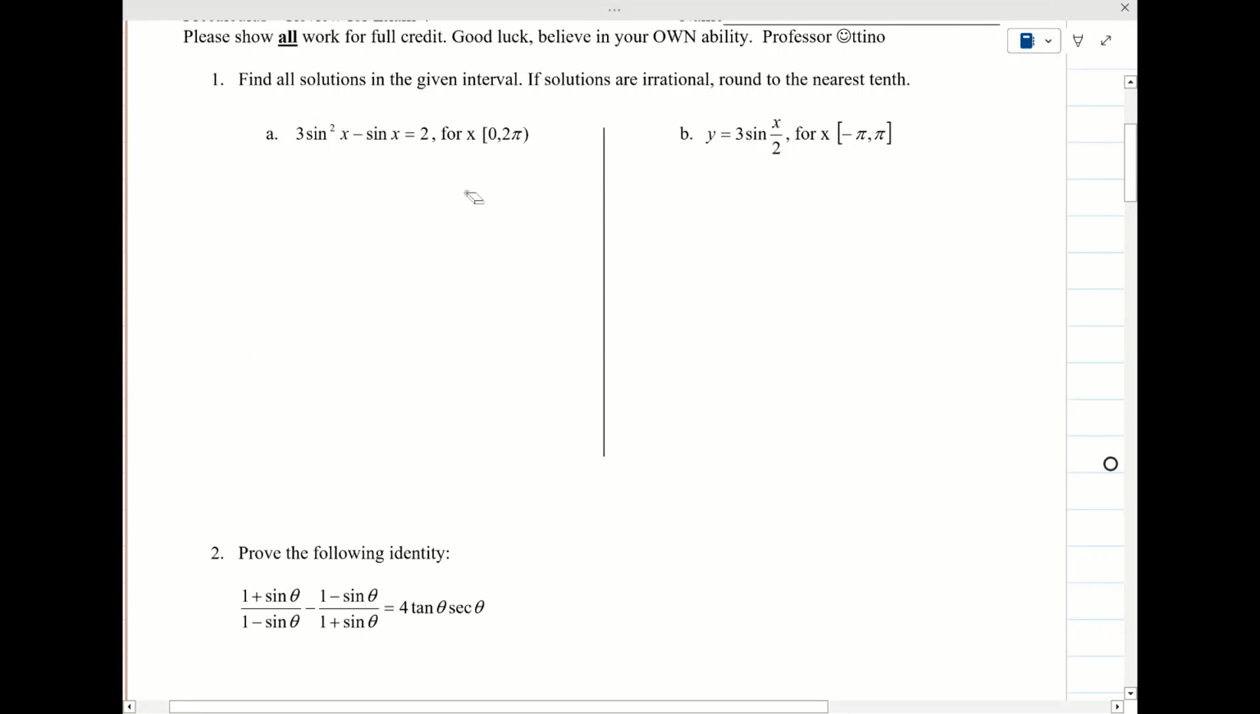The first problem looks like a polynomial equation. The way we solve those is we make them equal to 0. So just to get started, I'm going to say 3 sine squared of x minus sine of x minus 2 is equal to 0.